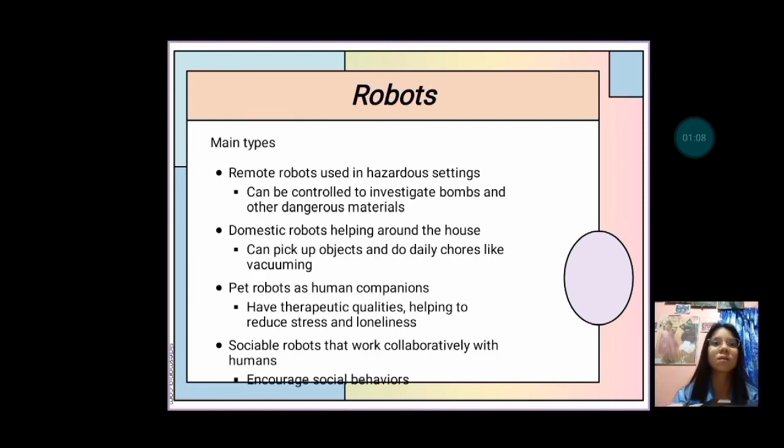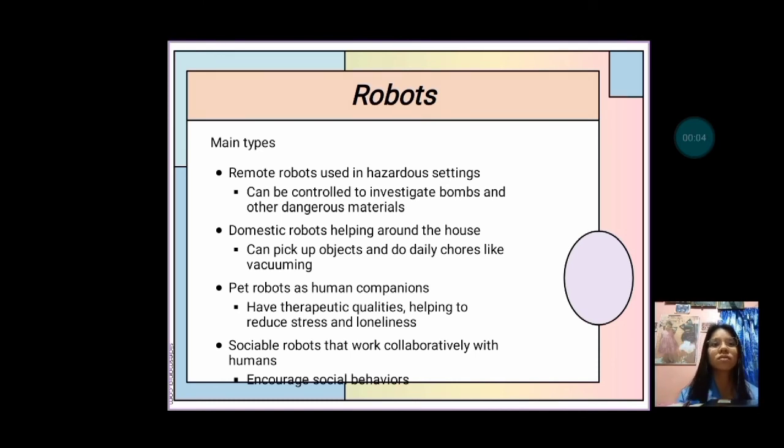Robots. Main types. Remote robots used in hazardous settings can be controlled to investigate bombs and other dangerous materials. Remote robots are used for handling hazardous materials to get people out of dangerous situations. Domestic robots help around the house, can pick up objects and do daily chores like vacuuming. Domestic robots are primarily used for household chores since they automatically adjust between floor types and can also pick up pet hair.